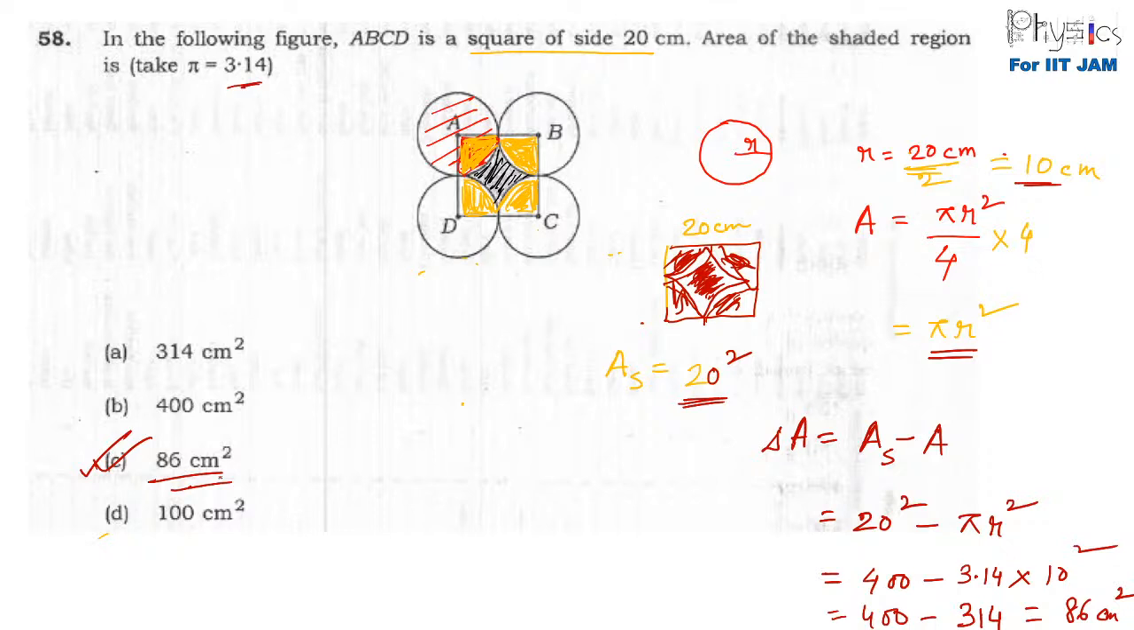So your answer is option C, 86 centimeter. Rituparna and Malaya, option C is correct answer.